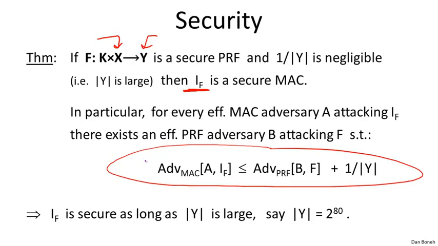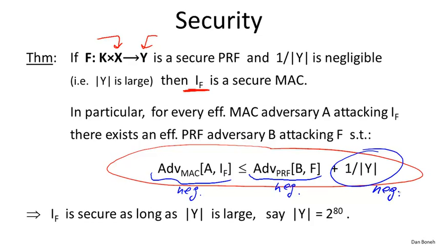In other words, since the PRF is secure, we know that this quantity here is negligible. And so if we want this quantity to be negligible, this is what we want. We want to say that no adversary can defeat a MAC I sub f. That implies that we want this quantity to be negligible. In other words, we want the output space to be large. And so, for example, taking a PRF that outputs 80 bits is perfectly fine. That will generate an 80-bit MAC. And therefore, the advantage of any adversary will be at most 1 over 2 to the 80.